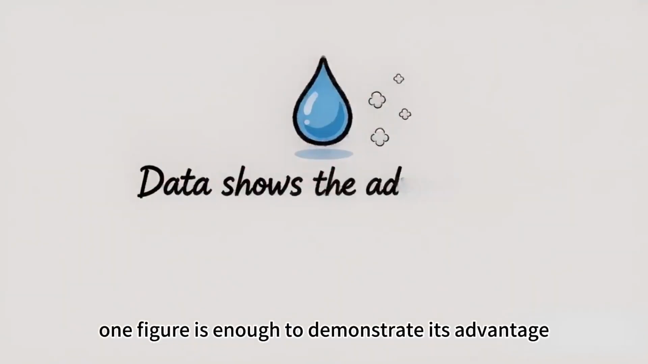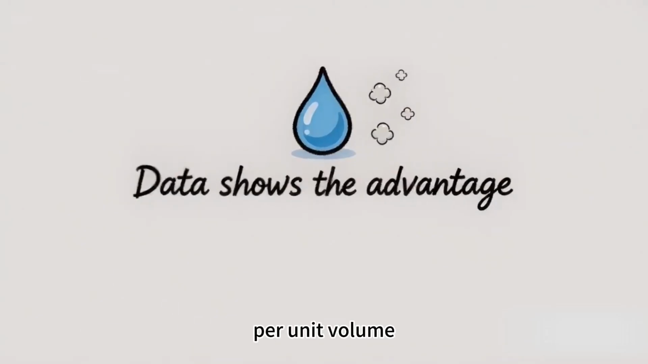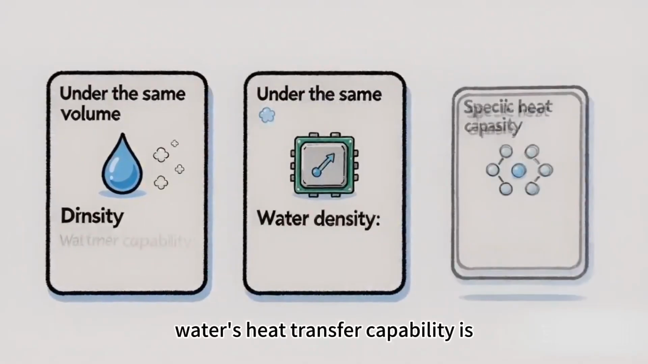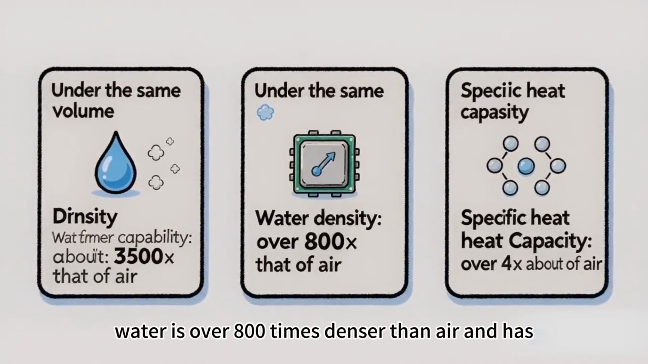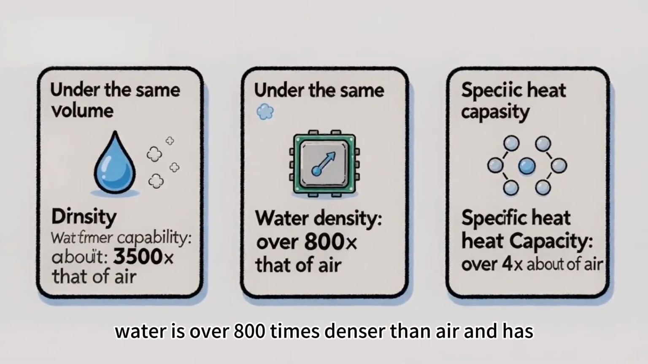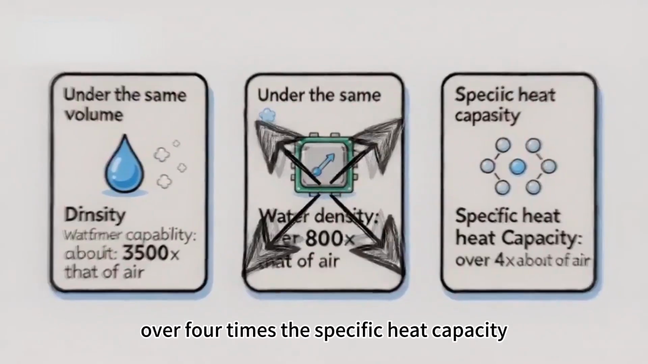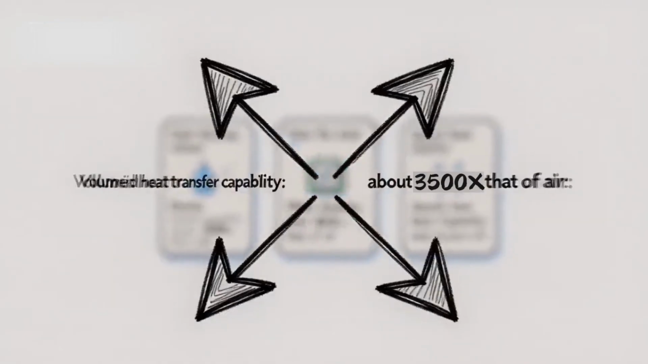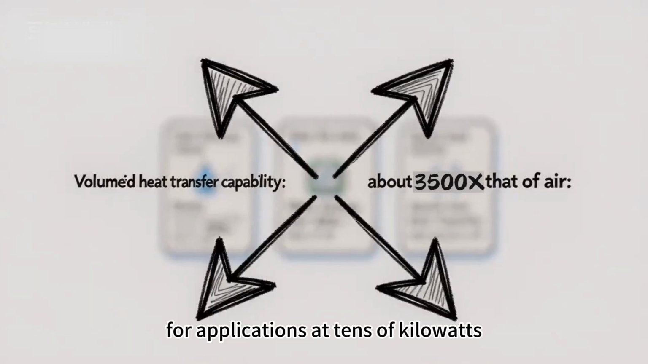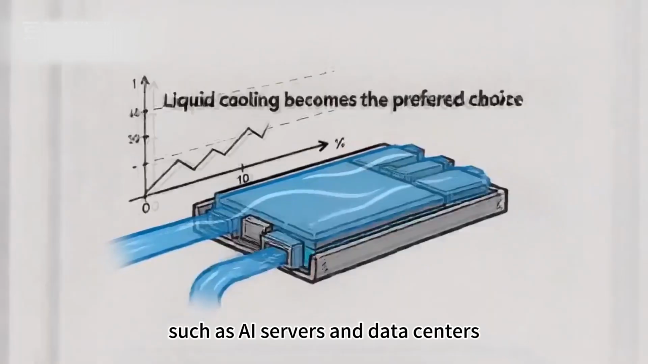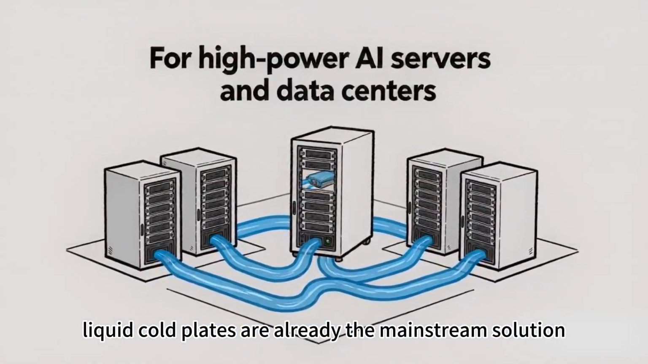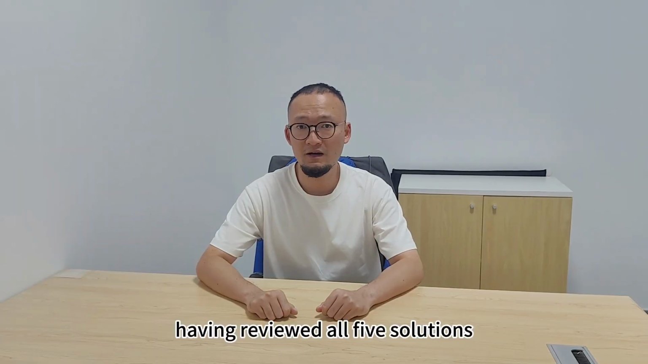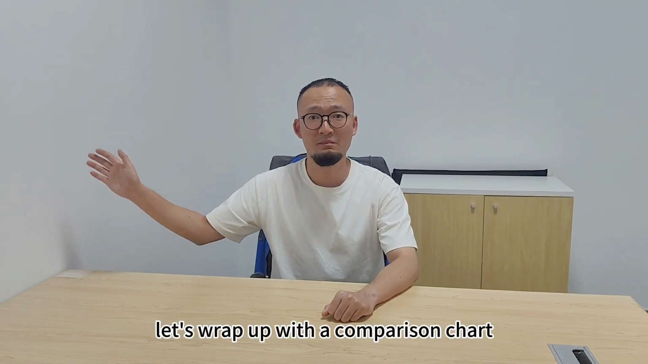One figure is enough to demonstrate its advantage. Per unit volume, water's heat transfer capability is roughly 3,500 times that of air. Water is over 800 times denser than air and has over 4 times the specific heat capacity. For applications at tens of kilowatts, such as AI servers and data centers, liquid cooled plates are already the mainstream solution. Having reviewed all 5 solutions, let's wrap up with a comparison chart.